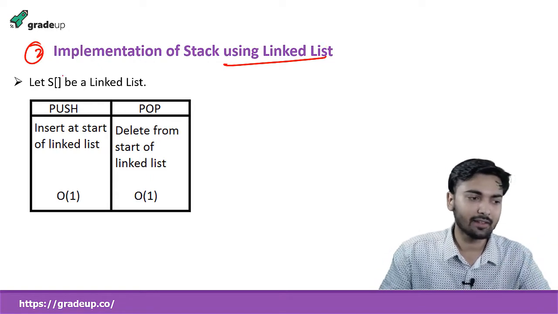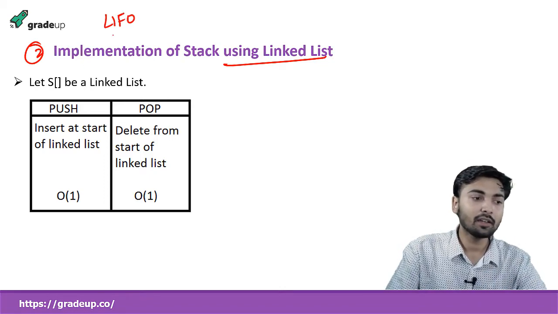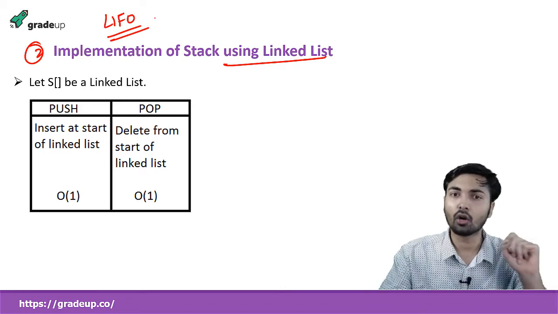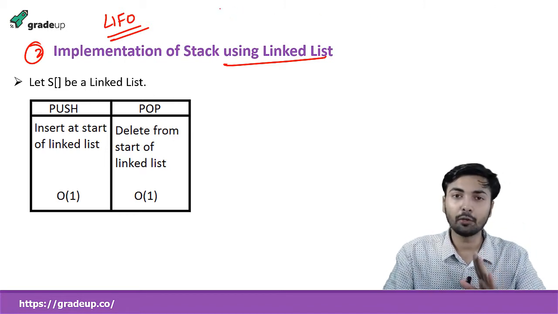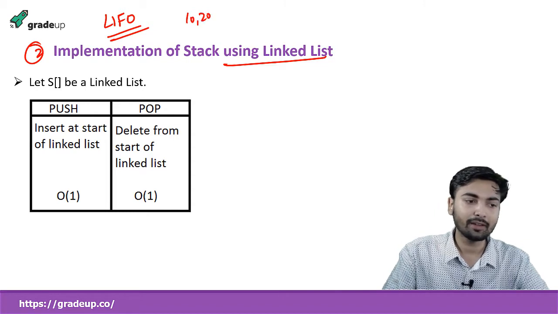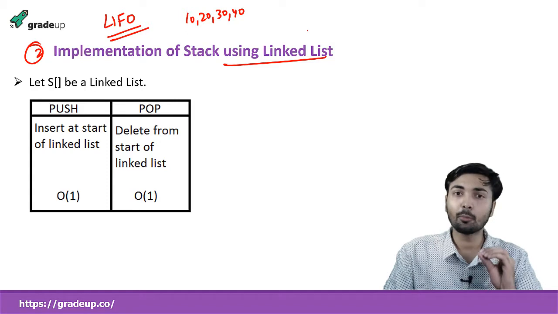Now please concentrate here. Same thing you have to do. You have to implement the LIFO order, last in first out order. Now how to do it? See, first you want to insert the elements 10, 20, 30, 40. Same thing I am doing. How do you do it? First you build the linked list.